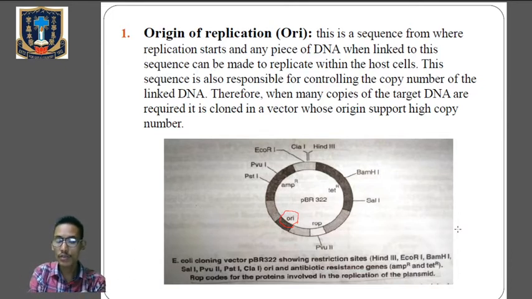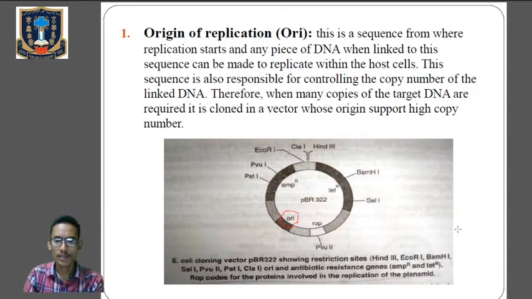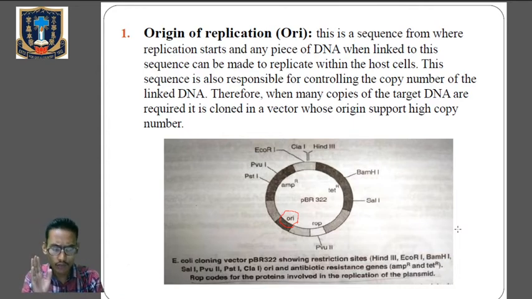This sequence is also responsible for controlling the copy number of the linked DNA. So it's not only that it will produce multiple foreign DNA molecules, but it will also control the copy number of the linked DNA. Clear? Therefore we can say that a vector is required to have at least one origin of replication to multiply within the host cells. Otherwise, without the ORI site, the foreign DNA linked to the vector DNA will not be able to replicate or multiply.